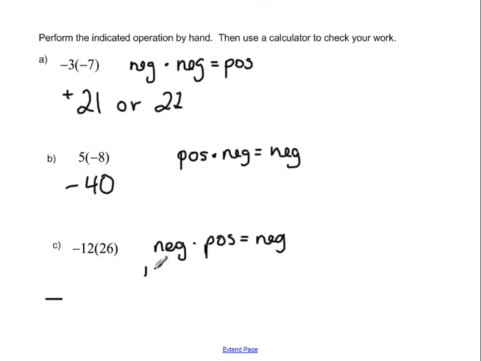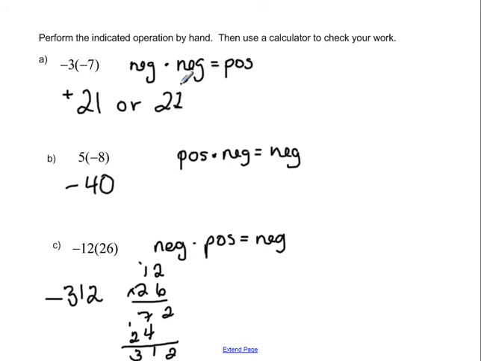12 times 26, well, I'm going to have to work that out longhand. 6 times 2 is 12, carry the 1. 6 times 1 is 6, plus 1 is 7. Then 2 times 2 is 4, 2 times 1 is 2. When we add that all up, we get 2, 1, carry the 1, and that's 312. So our final answer would be negative 312.